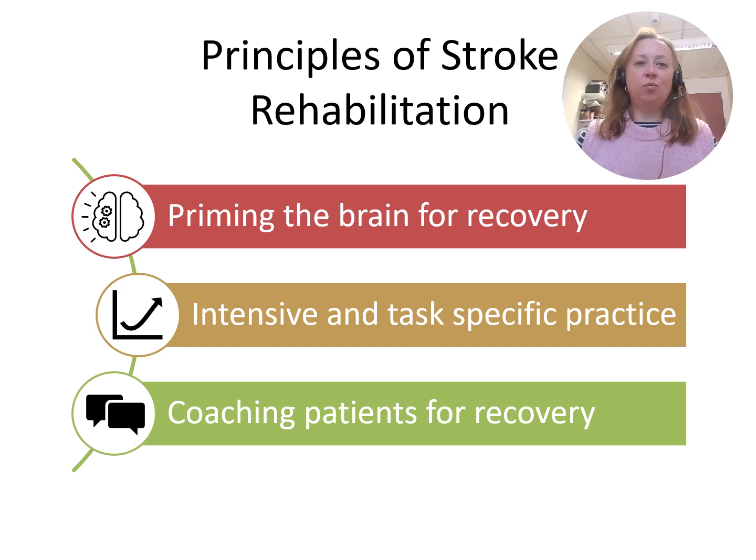So the question is, what can we do to drive these changes in the brain? What can we think about when we're setting up practice to ensure that we are giving the best opportunity for learning to be happening? And I'm going to just talk briefly about 3 different areas. I'm going to talk through priming for brain recovery. We're going to think about intensive and task-specific practice.